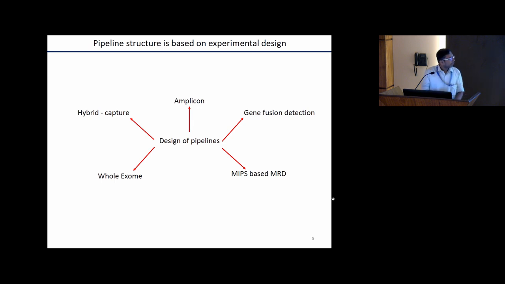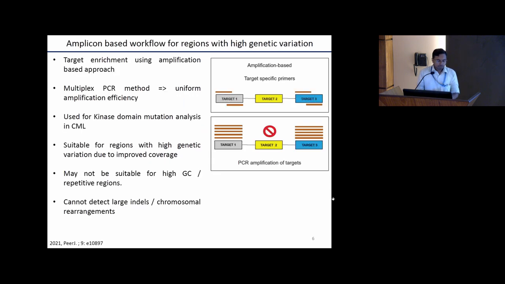How to design a pipeline? The design of pipelines is actually based on the experimental design, right? We are going to talk about 5 types of pipelines here, which are actually 5 types of sequencing library preparation methods: hybrid capture, amplicon, gene fusion, MRD detection, and whole exome. I'll give you an overview of all of this. So amplicon-based workflows use PCR amplification to obtain target enrichment, right? And we use multiplex PCR to get uniform amplification efficiency. And what do we use it for?